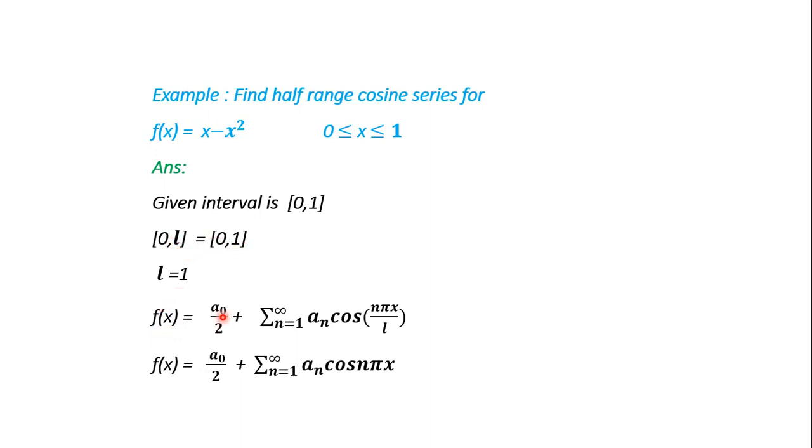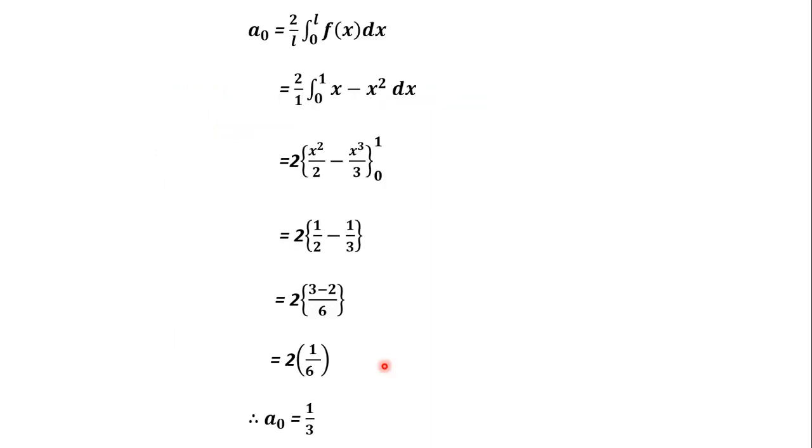f of x equal to a0 by 2 plus summation n from 1 to infinity a n into cos n pi x by L. Here we substitute the value of L as 1. We get a0 by 2 plus summation a n into cos n pi x. a0 is equal to 2 by L integral from 0 to L f of x dx. Now substitute the value of L and f of x. Therefore, we get 2 by 1 integral from 0 to 1 x minus x square dx.